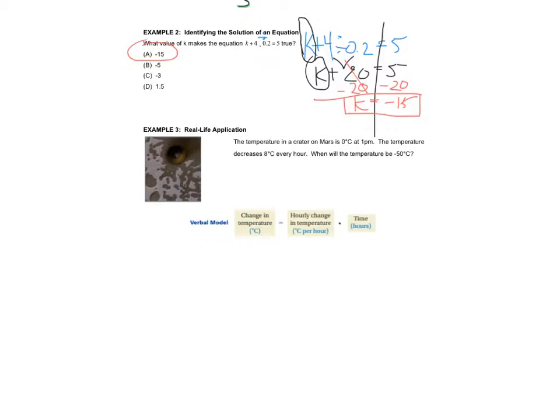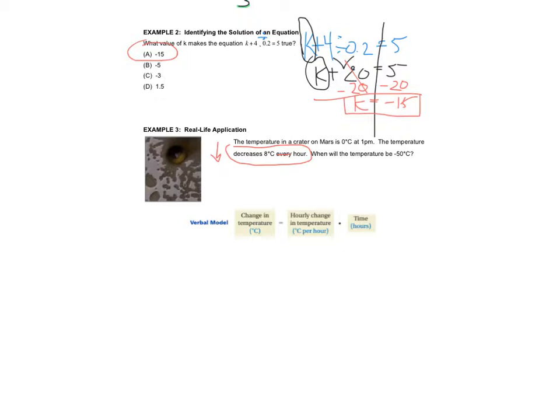So the temperature in a crater on Mars is 0 degrees Celsius at 1 o'clock. The temperature decreases, which means it goes down 8 degrees Celsius every hour. So we want to keep that in mind. Every hour it's going down 8 degrees Celsius. When will the temperature be negative 50 degrees Celsius?